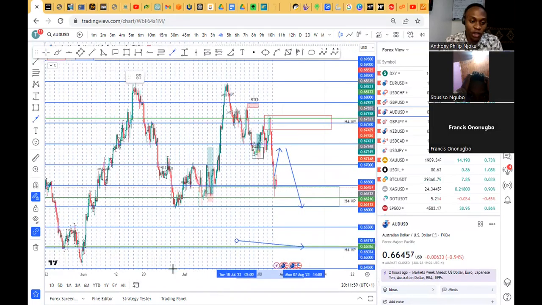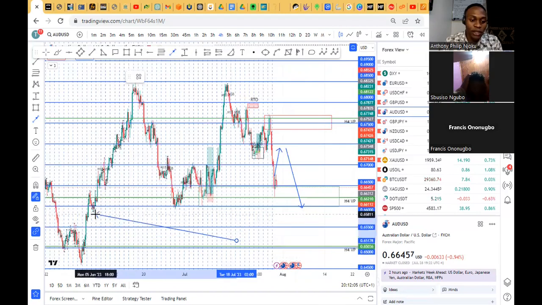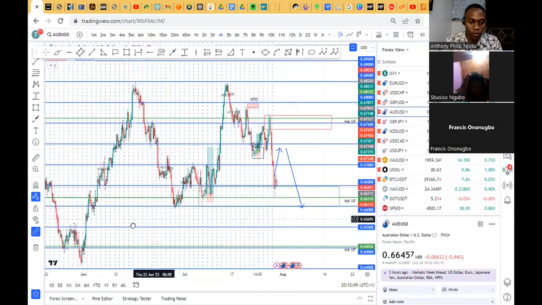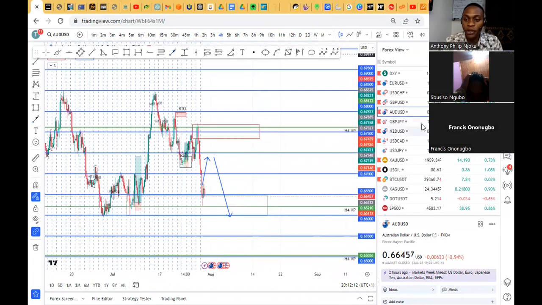And currently AUD/USD could come down to this low, taking out the liquidity here and liquidity here to this low, where we have the next H4 validation point.